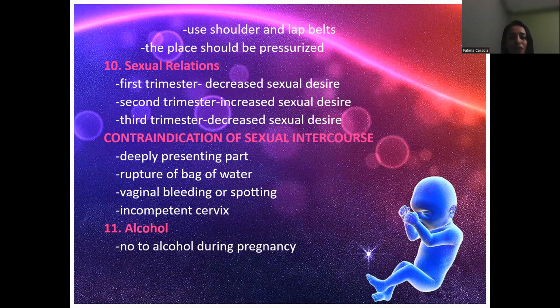And for alcohol, again, up to this moment, up to the pinakalatest na libro, no to alcohol during pregnancy. Abstinence is absolutely necessary. Okay?